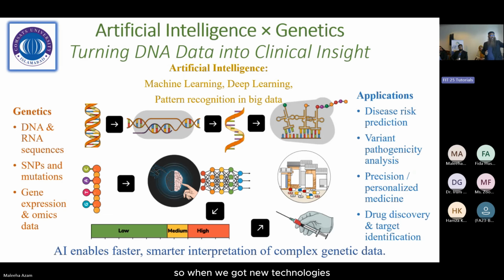When we got new technologies, we started getting the whole genome sequences. There is only 2 to 4% of DNA that is coding. The rest is non-coding DNA. Non-coding DNA is also very important because there are some RNAs that are involved in different functions: microRNAs, ribosomal RNAs, transfer RNAs. All those are involved in many functions.